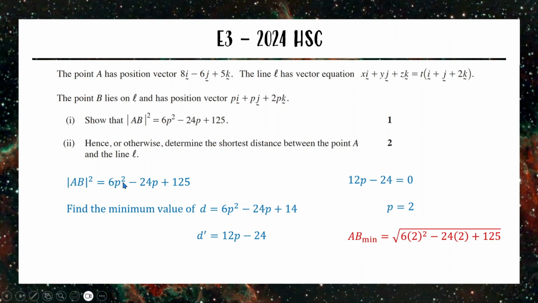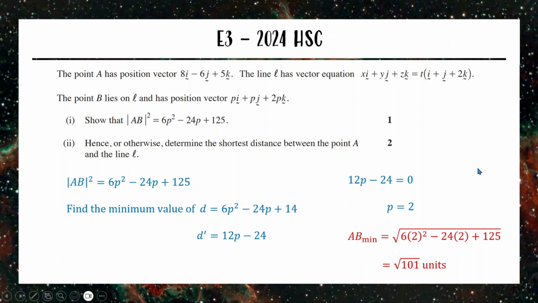So we have 6 times 2 squared minus 24 times 2 plus 125. That's distance AB squared. So we'll just take the square root, and then this in red gets us a value of the square root of 101 units as our minimum value. Okay, beautiful.